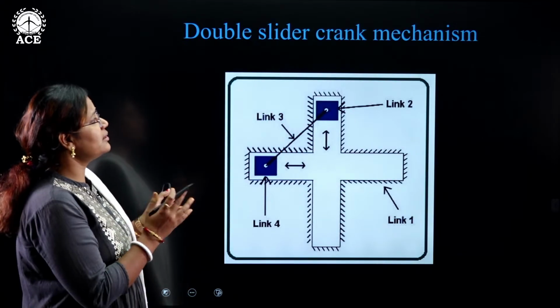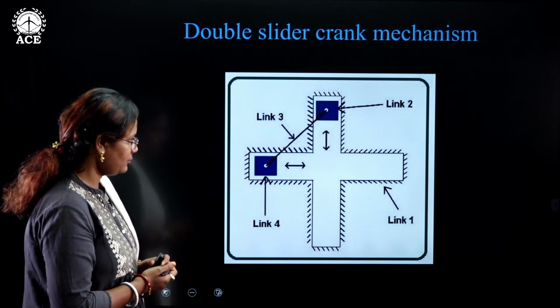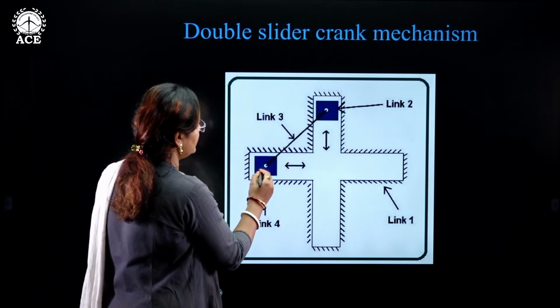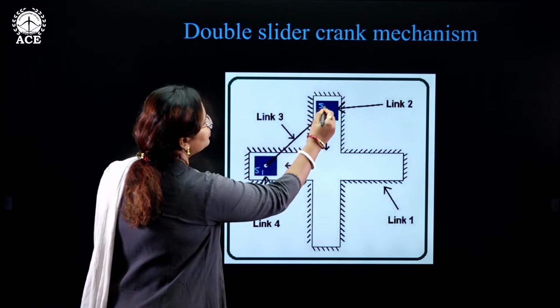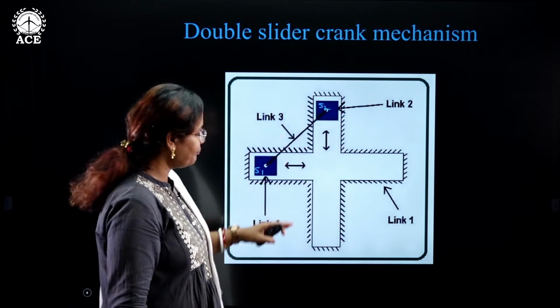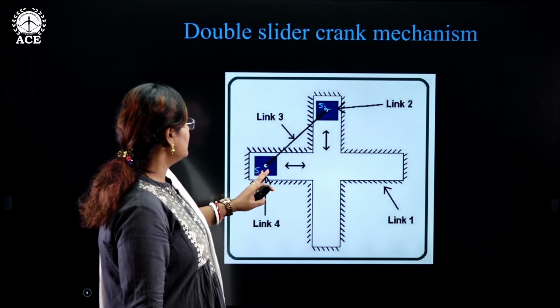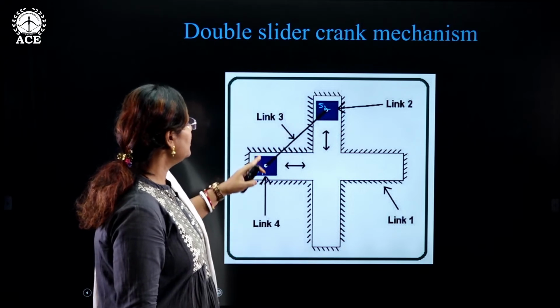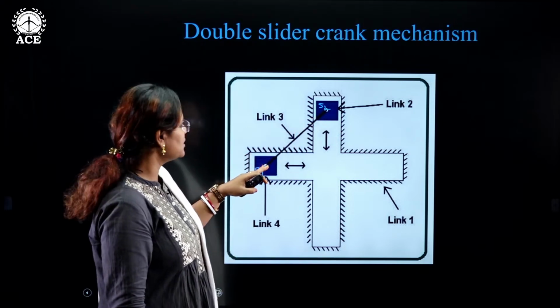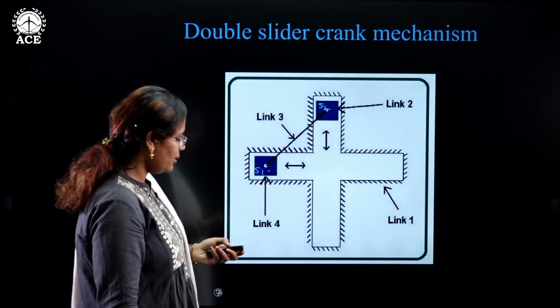Here this double slider crank mechanism, this is how it looks. There are two sliders, let us say S1 and S2. Again, link 1 is the frame here. Then link 2 is this slider. Link 4 is this slider. Link 3 is the connecting rod, which is connecting this slider and this slider. Okay?